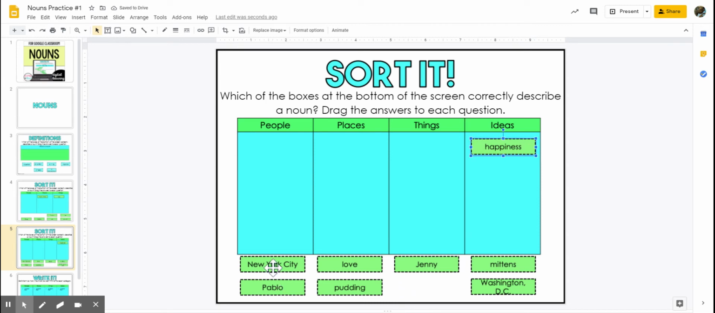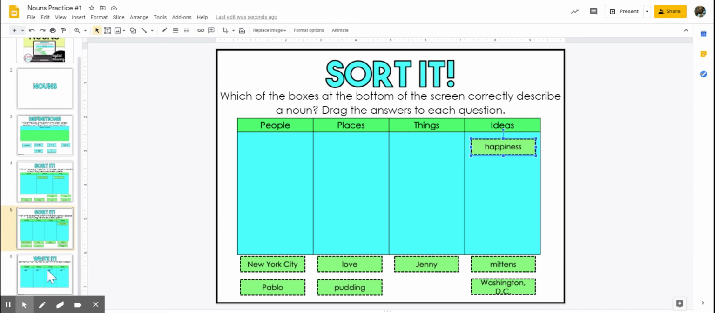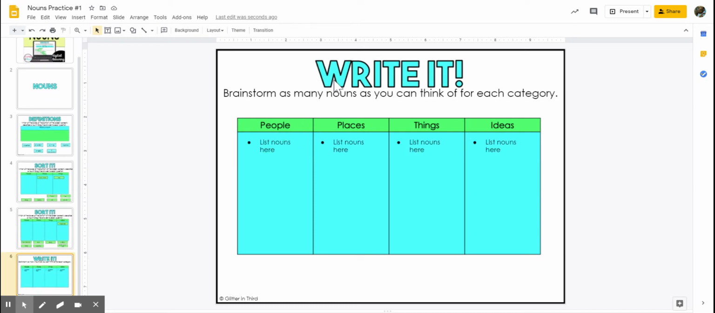I want you to read each one. So New York City, love, Jenny, mittens, Pablo, pudding, and Washington, D.C. And I want you to tell me if those things are a person, a place, a thing, or an idea. And we have one more slide. This says write it. I want you to brainstorm as many nouns as you can think of for each category.